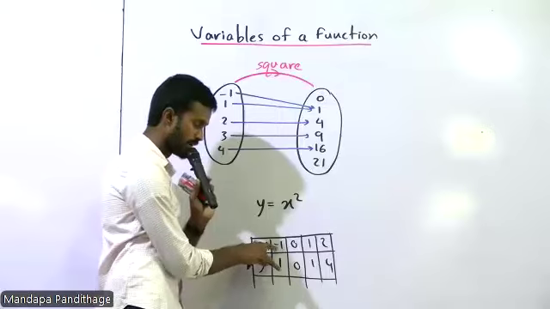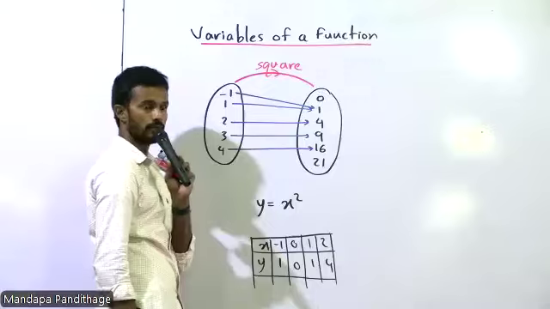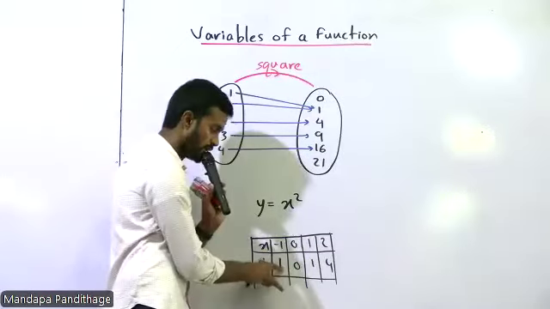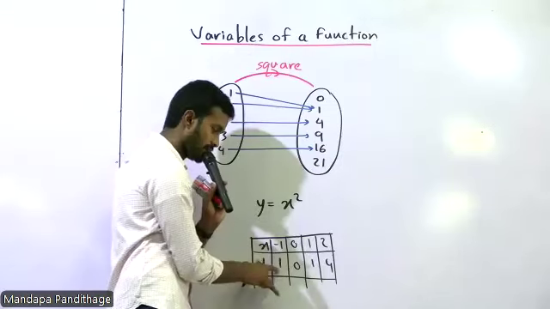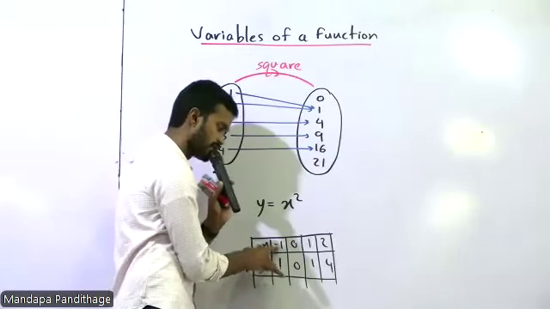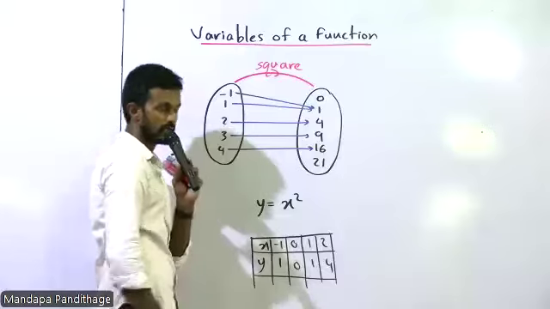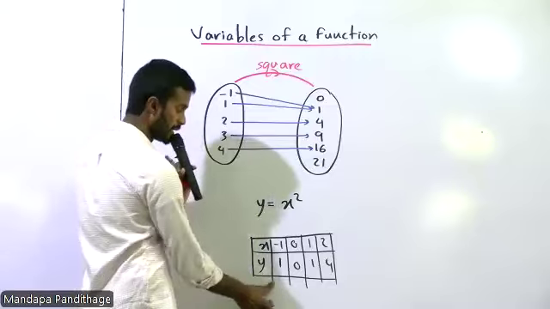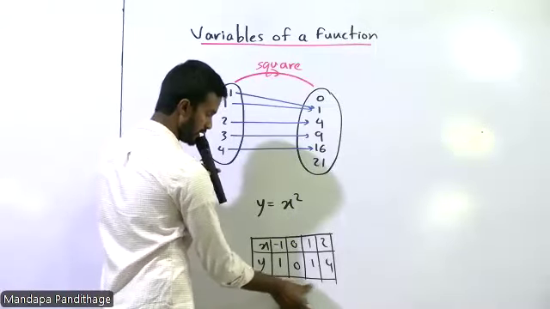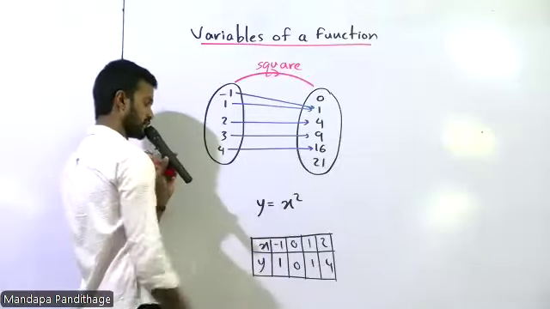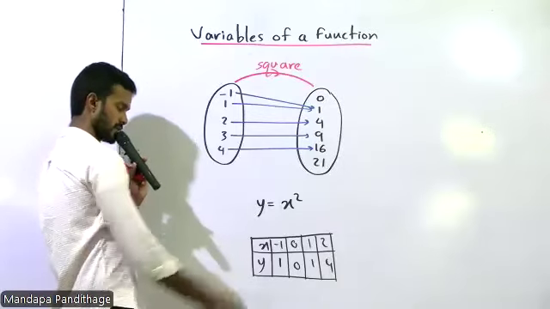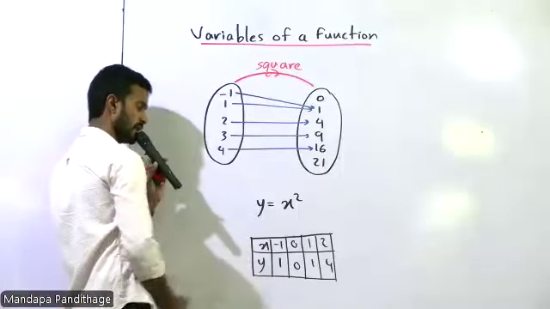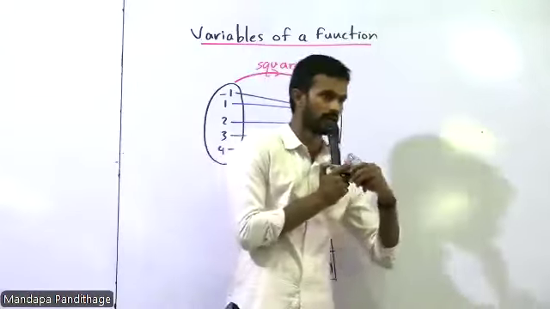So for x, we have the freedom to select any value. But we don't have the freedom to select any value for y, because y depends on x. y is the value that we get depending on x. If we take minus 1, it's 1. If I take 2, it's 4. So x has the freedom to take any value, but y doesn't. y is dependent on x, because whatever value we take for x, y changes accordingly. That's why we term x, the input variable, as the independent variable, and y, the output variable, as the dependent variable.